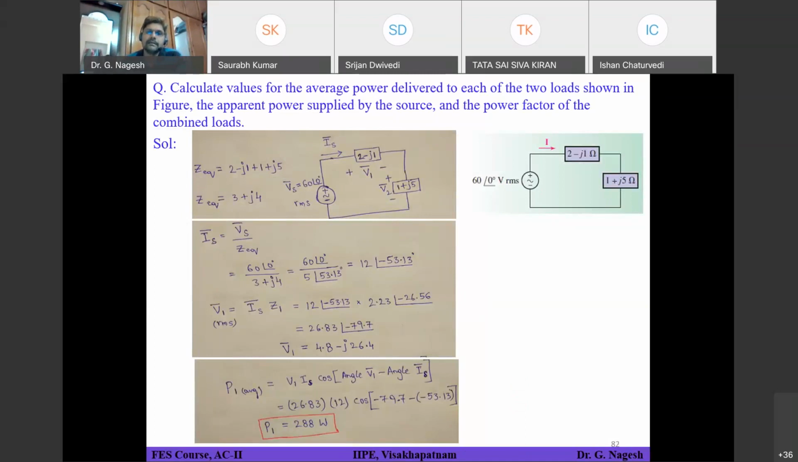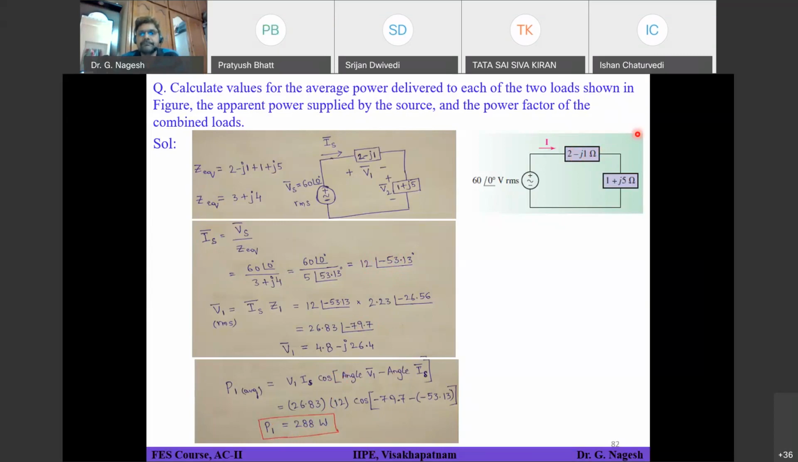So for calculating the average power delivered to the source, that means the average power absorbed by this load 1, which is 2 minus J1 ohms, we have used this formula and calculated, which is observed to be 288 watts. Can anyone say what this average power will be straight away by seeing this current and this load? That means using only this current value, 12 at an angle of minus 53, and seeing the load 2 minus J1, can anyone say what the average power will be?